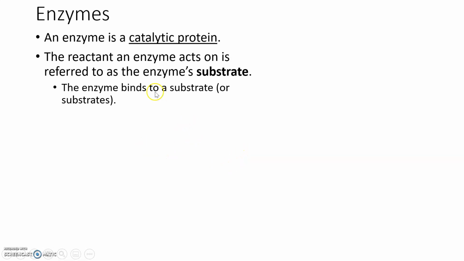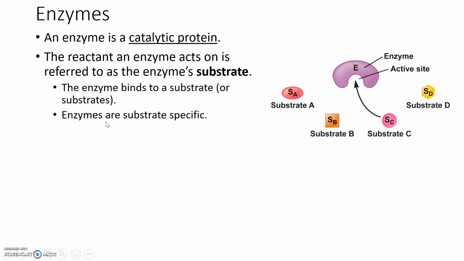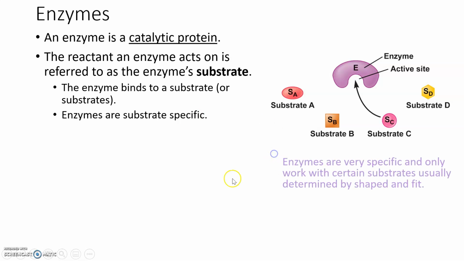What happens in an enzyme catalyzed reaction is the enzyme binds to the substrate, or it could be multiple substrates. You could have more than one substrate. It could be putting two things together. And enzymes, very important, enzymes are substrate specific, meaning they're only going to work with one substrate. And that a lot of times has to do with how it fits.